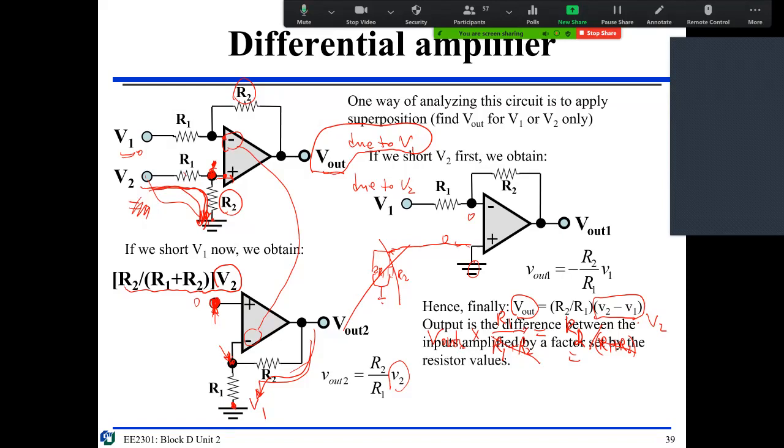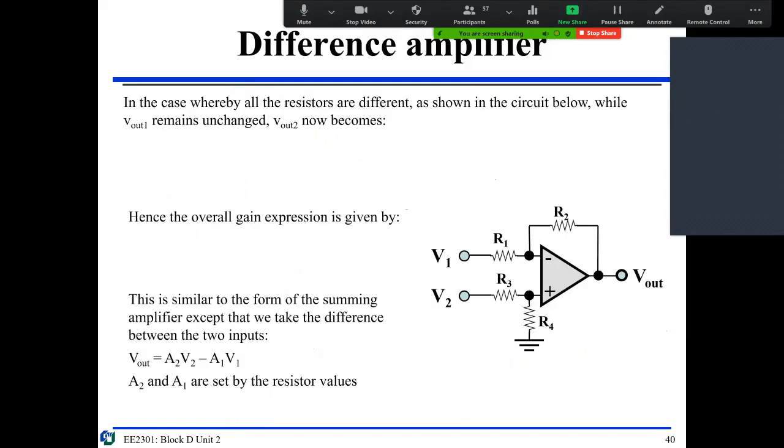The key part is here, you need to set this symmetric, okay? So that's called a difference amplifier, okay? Difference amplifier.